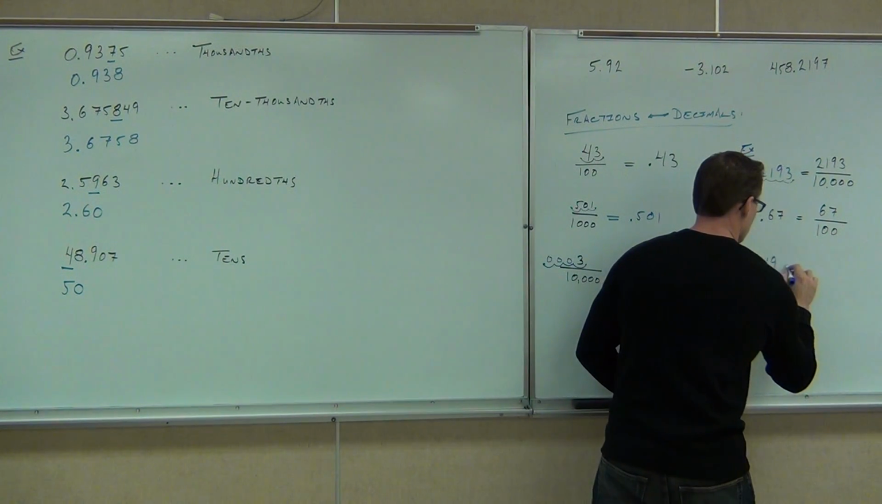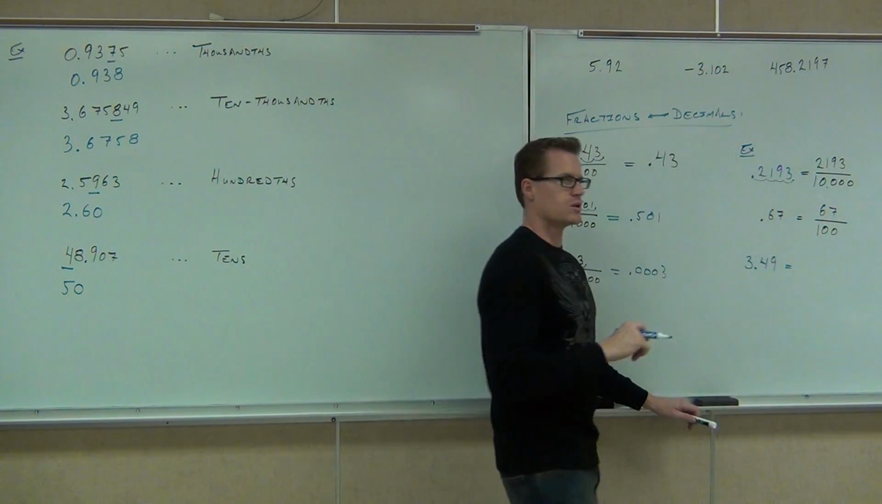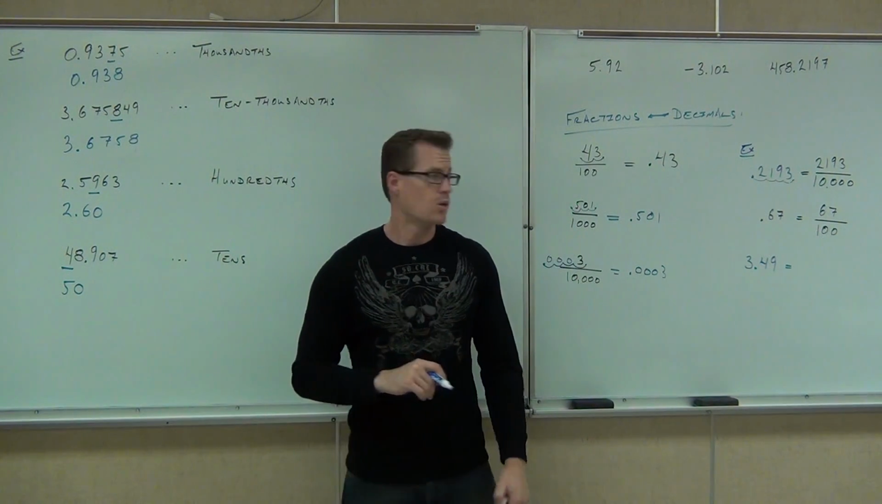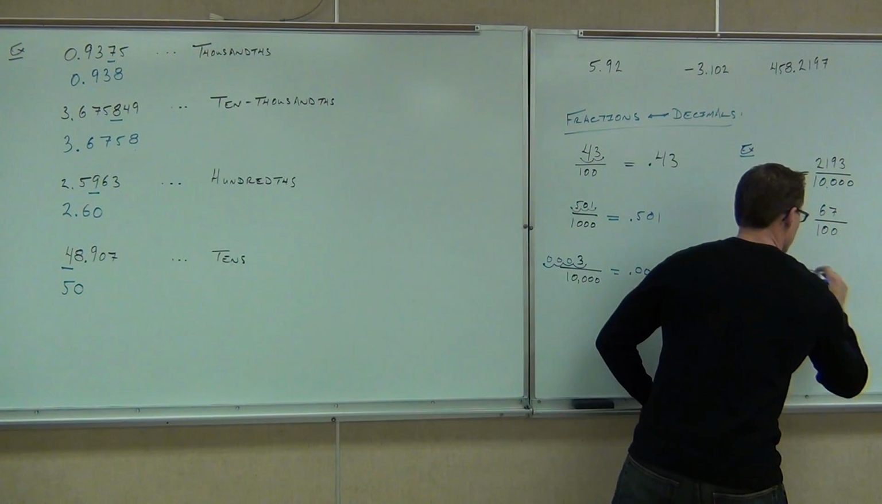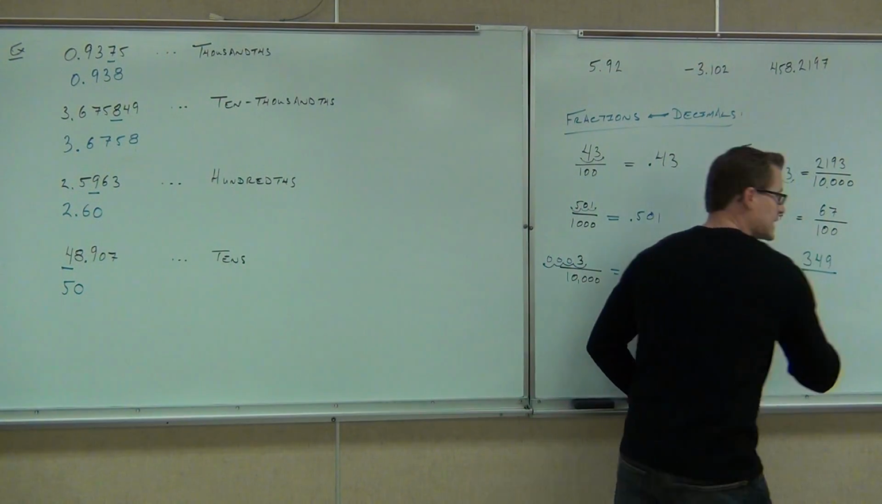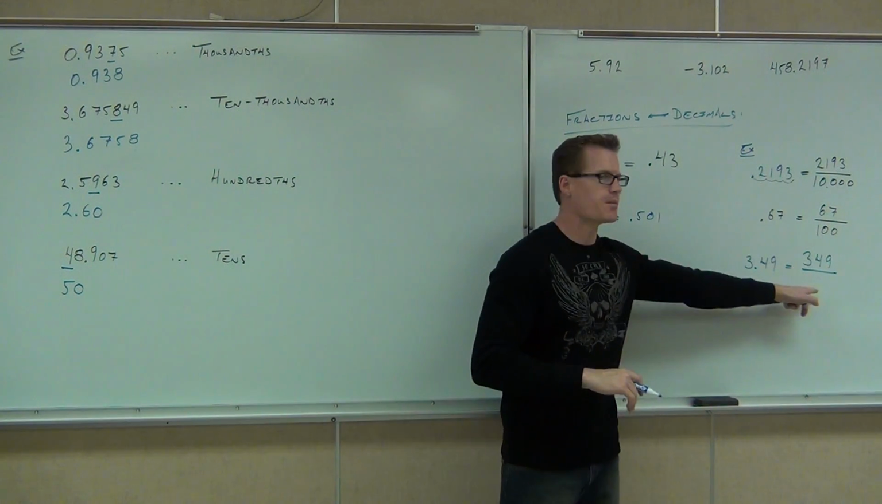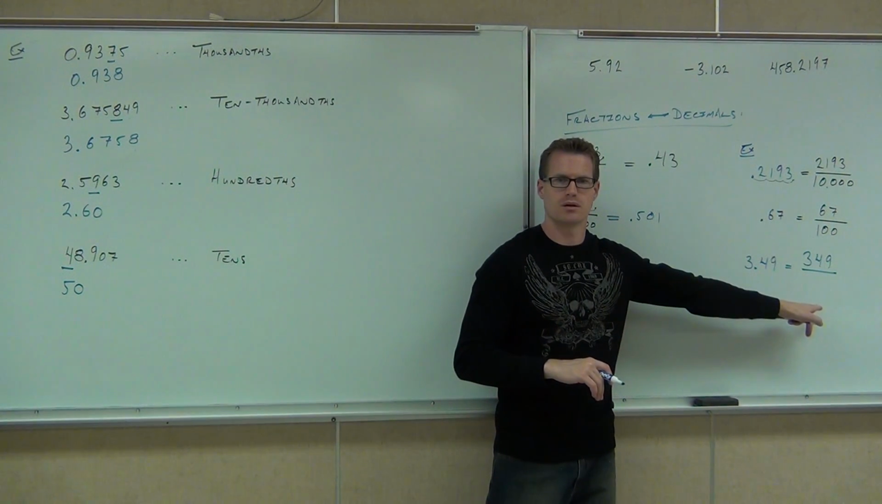What about 3.49? Could you write that as a fraction? 3.49 is a fraction. Yes. Okay. Well, I know that the numerator is supposed to be 349, because I can't have a decimal in that fraction. It's going to be 349. But what's my denominator going to be, 100 or 1,000? What do you think? 100.